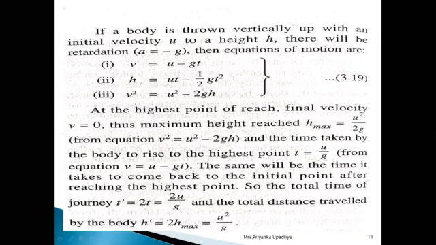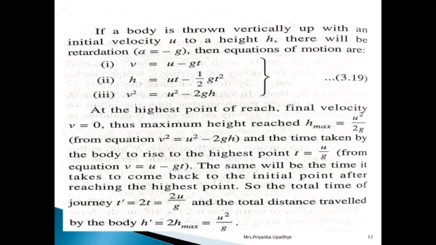Okay, and time taken will be this. Time taken will become u divided by g. From v is equal to u minus gt, because this v will become 0. Therefore, it will be u minus gt is equal to 0. That is nothing but u is equal to gt and t is equal to u divided by g.